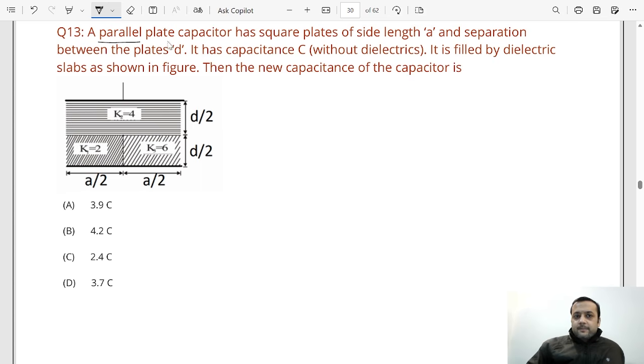Here what happens, the parallel plate capacitor has square plates of side A and separation between the plates is D. It has a capacitance C without dielectrics. It is filled by a dielectric slab as shown; find the new capacitance. So basically, here we have put three types of dielectrics. Now we can treat this as one block of dielectric, which is K2 equals 4. Then we can treat this as another block of dielectric, which is also K2 equals 4. Now this will become one block and this will become another block.